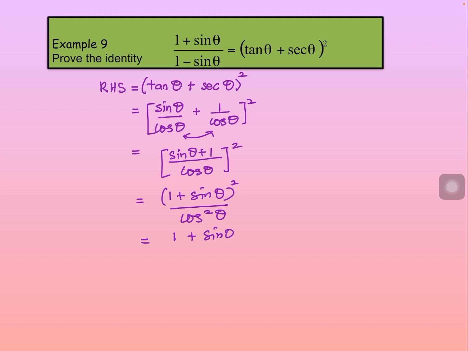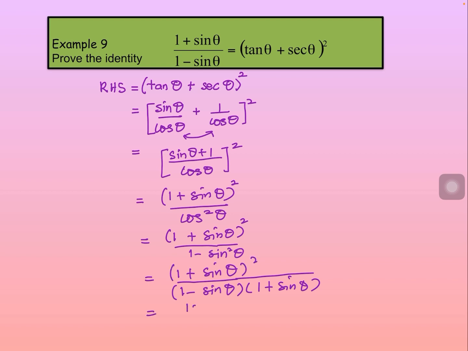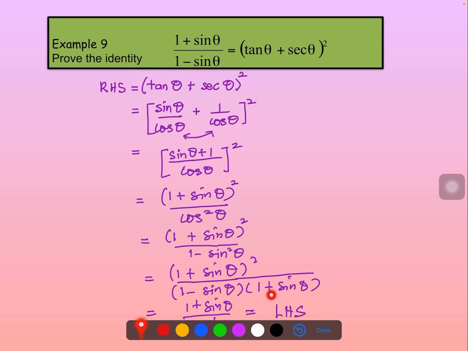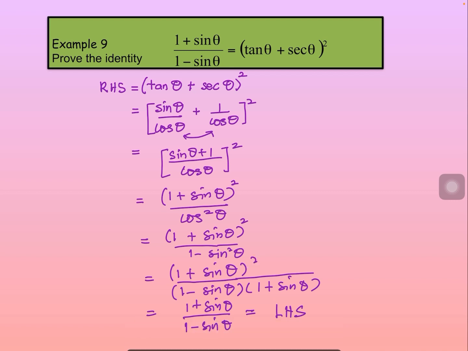What we have in the denominator is cos squared, which is actually 1 minus sine squared theta. So we factorize the denominator part. So we have 1 minus sine theta times 1 plus sine theta. Here it can be cancelled. The 1 plus sine theta above and the 1 plus sine theta below, since the numerator occurs twice, so we can cancel one. So the left behind is 1 plus sine theta over 1 minus sine theta, which is the left hand side.